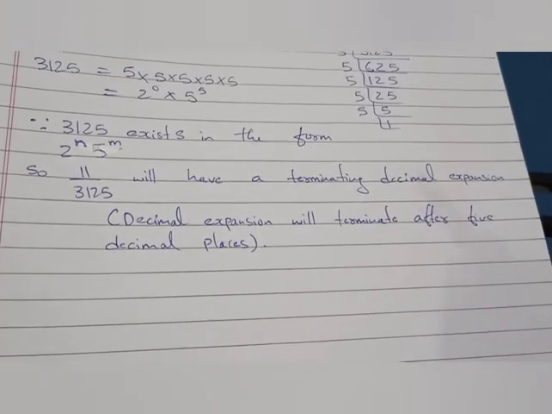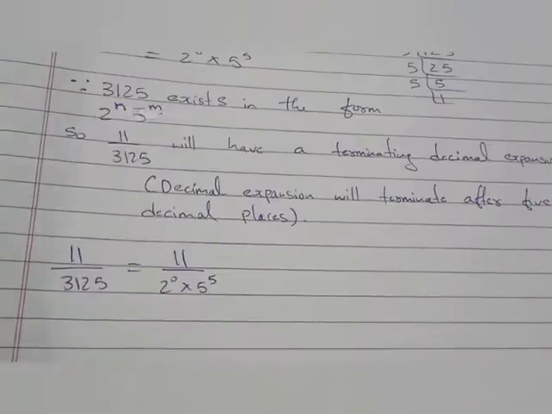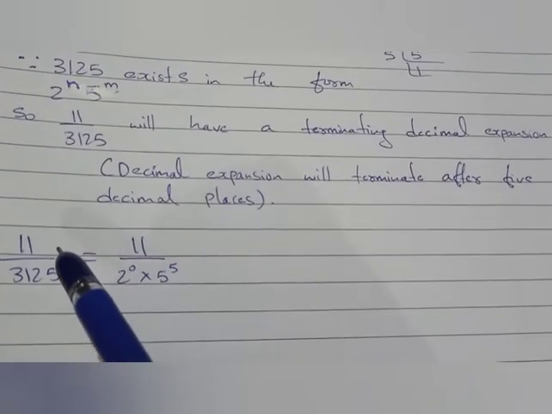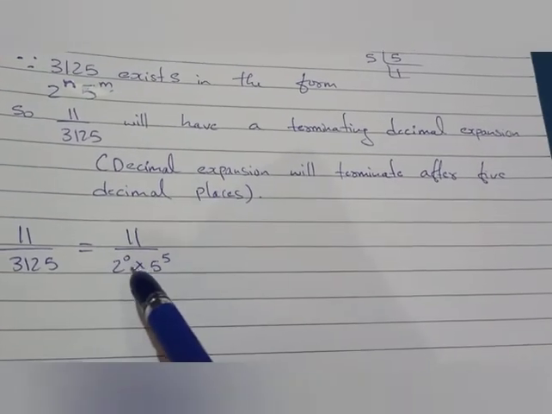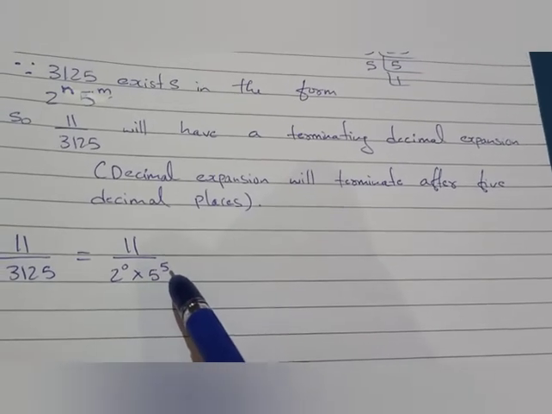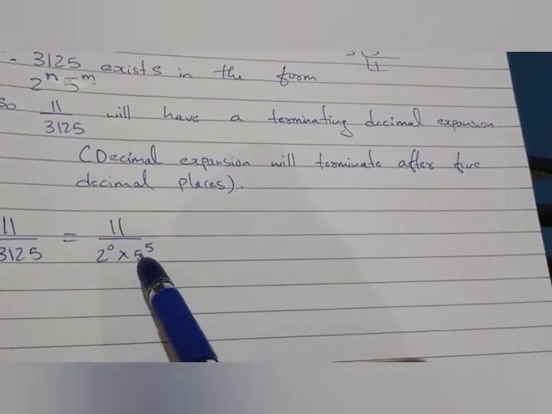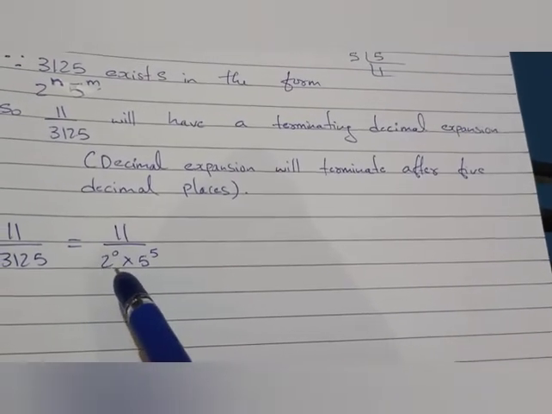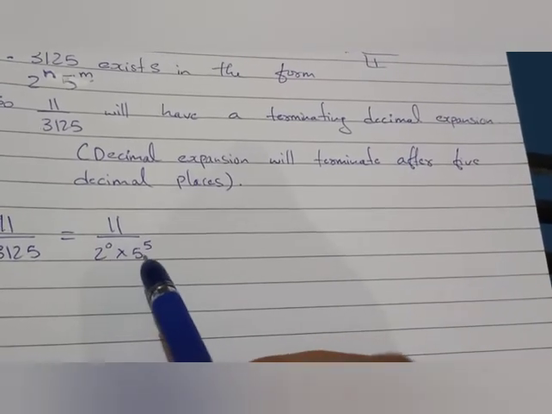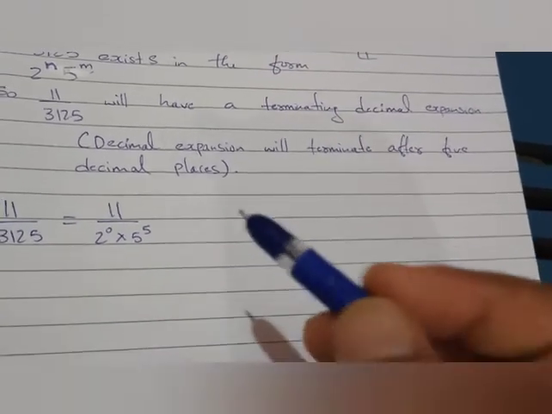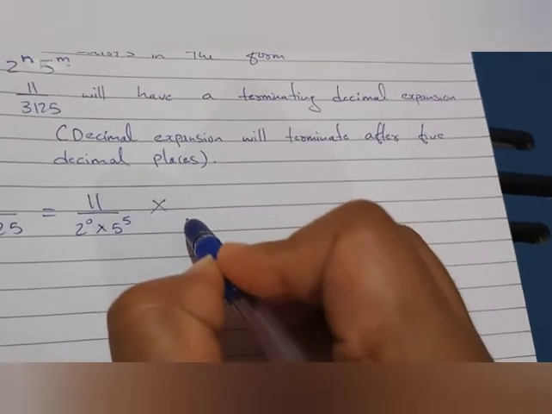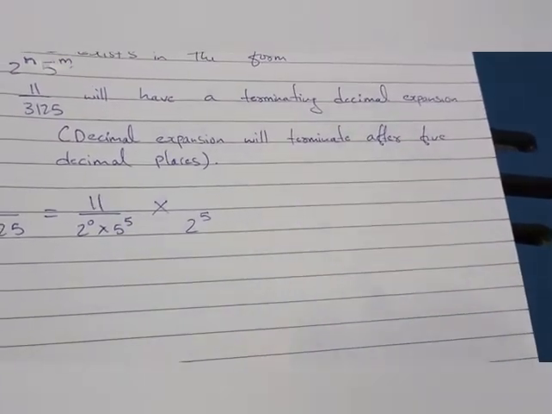Let's check the decimal expansion as well. 11 by 3125 can be expressed as 11 by 2 to the power 0 into 5 to the power 5. Here we have 5 fives and 0 twos. That means in order to make an equal number of 2's and 5's in the denominator, we need 5 2's in the denominator.